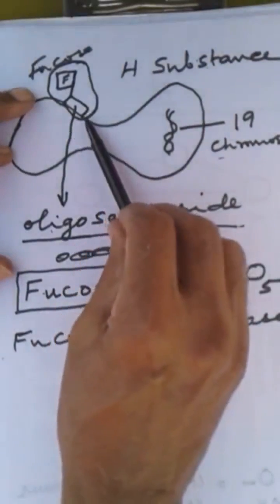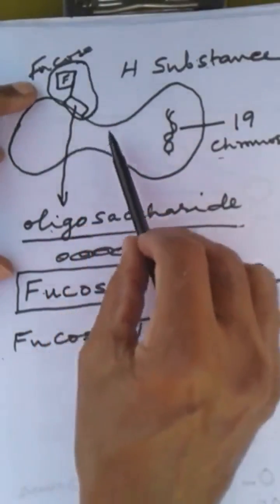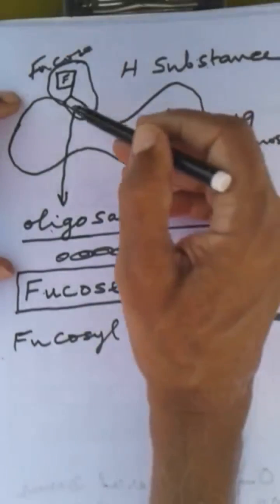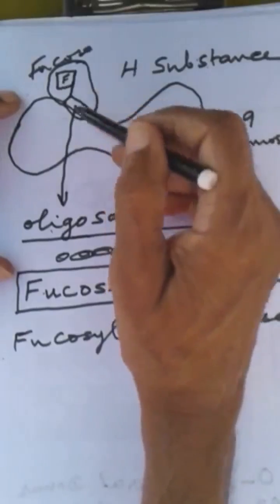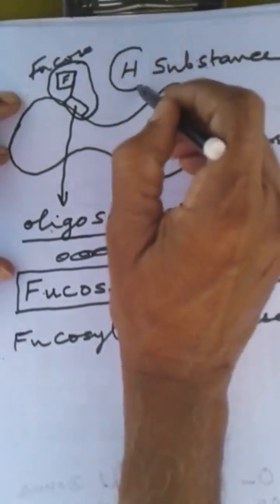So, H substance is seen in all cells, whether you are A positive, A negative, B positive, B negative, and all those areas. You will see this H substance on the surface of your red blood cell. What is this H? Where does this H come from?